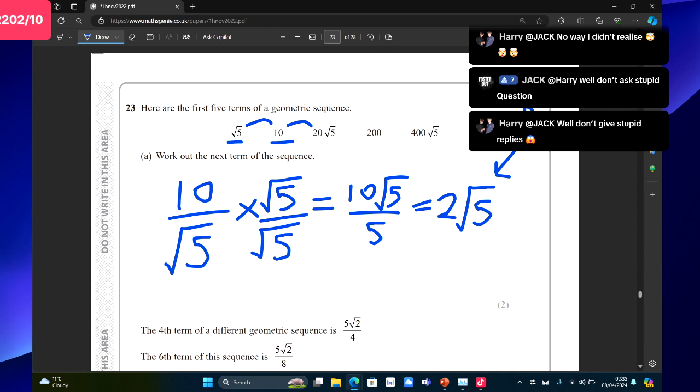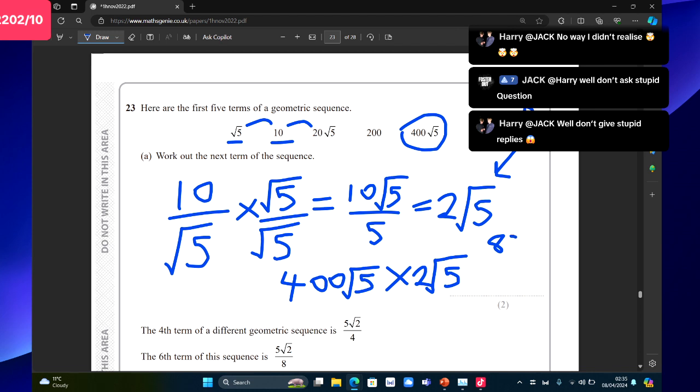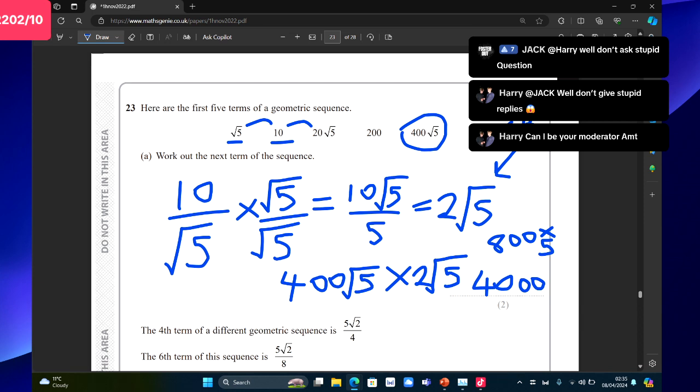To work out the next term in the sequence, I'm going to multiply this by 2 root 5, being very careful here. I'm going to do 400 times 2, which would be 800. And then root 5 times root 5 is equal to 5. So it's 800 lots of 5. My answer is going to be 4,000. Does that make sense, guys?